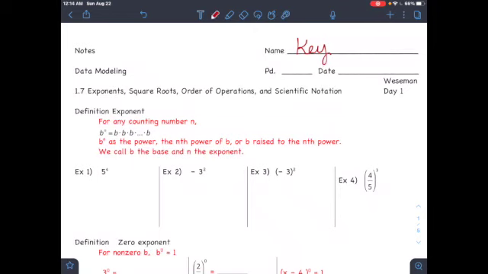Hi, today we are going to discuss exponents, square roots, order of operations, and scientific notation. So for the very first thing, the definition for exponents.